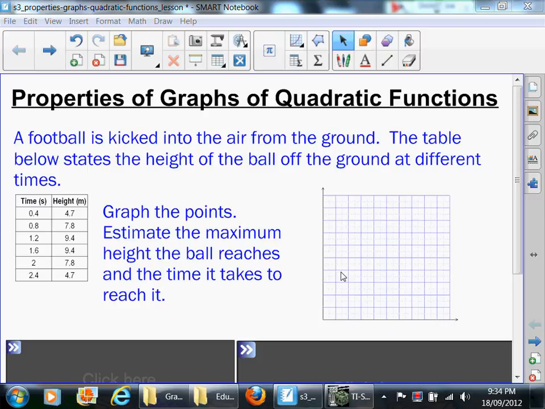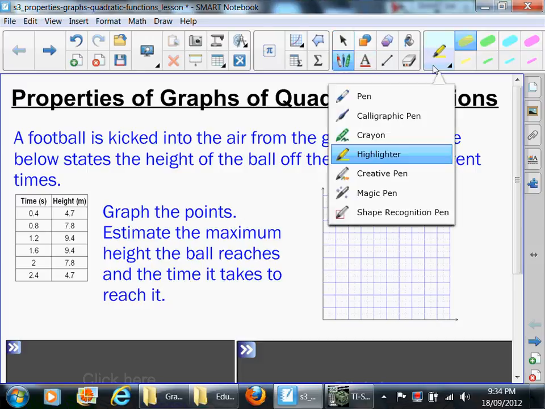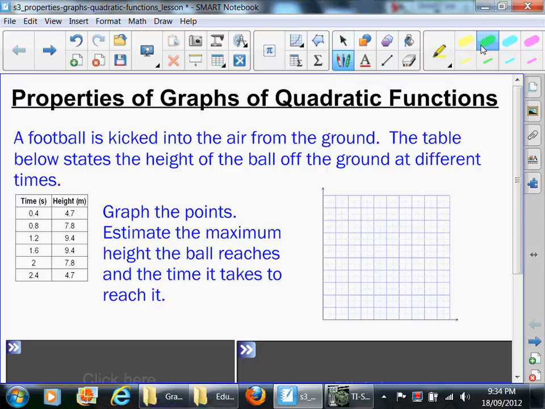Looking at properties of graphs of quadratic functions. So let's look at a situation here. A football is kicked into the air from the ground. The table below states the height of the ball off the ground at different times. So what we want to do is take a look at this table that tells us the height at different times.